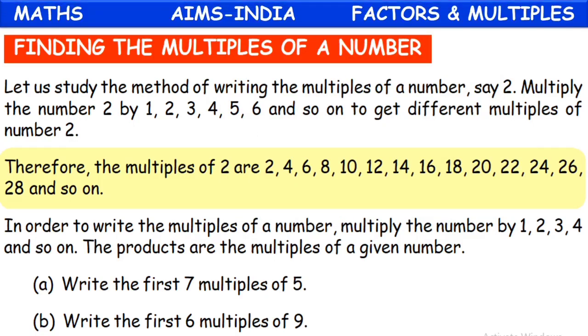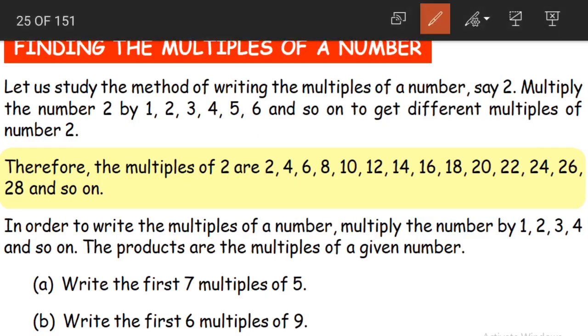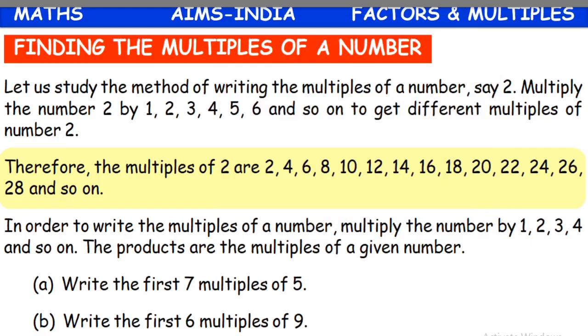And how can we obtain multiples? By multiplying two numbers. Do you remember yesterday? 2 sixes are 12. So 12 is a multiple. The product is the multiple of both 2 and 6. And what are 2 and 6? 2 and 6 become the factors of 12. Yes. Now let us study the method of writing the multiples of a number, say 2.